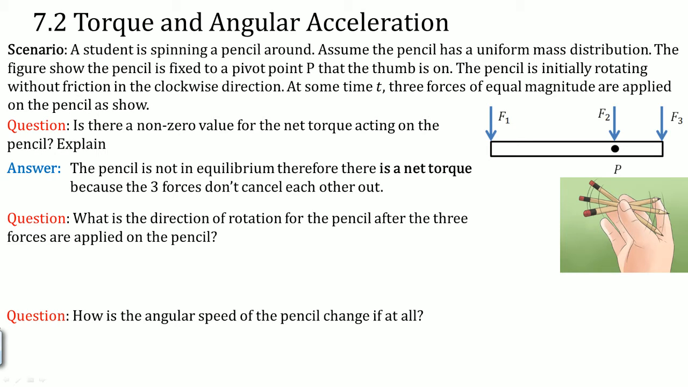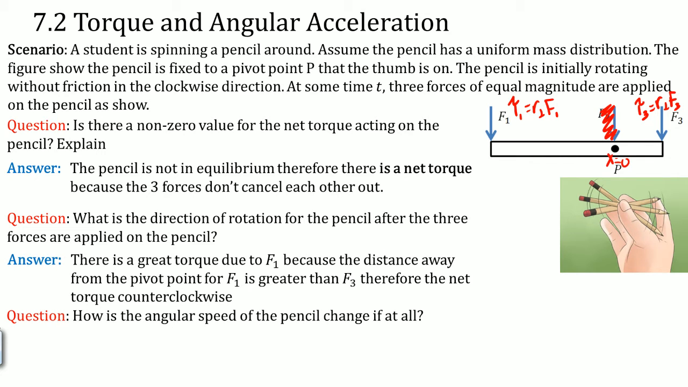The next question. What is the direction of rotation for the pencil after the three forces are applied on the pencil? Well, if the pivot point here can be seen as x equal to 0, F2 doesn't do anything because the r is equal to 0. We know that the torque is going to depend on the radius perpendicular times the force. Same thing here for torque for F3. Radius F3. Okay. Now we can compare it.